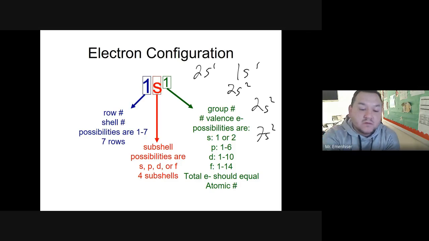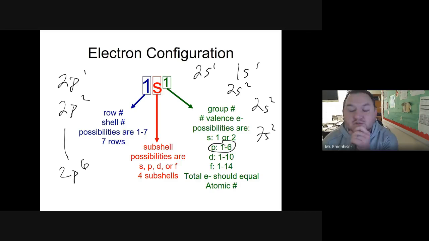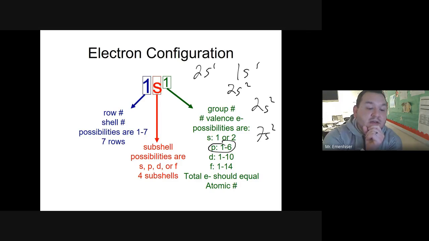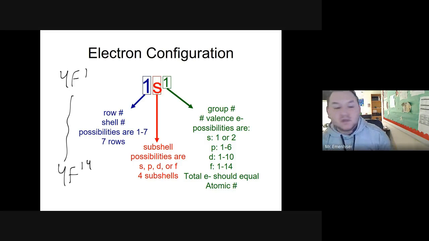And then when you've got a p orbital, it can hold up to 6. So you can have 2p1, 2p2, all the way to 2p6. Then it's full. So those are your options. And then when you get to the D, the D's can hold 10. So you can have 3d1 all the way to 3d10. And then when you have the F orbital, you can have 4f1 all the way to 4f14. It'll hold 14 electrons. The number of electrons will equal the atomic number, at least until we talk about ions a little bit more, which will be later, after Christmas.